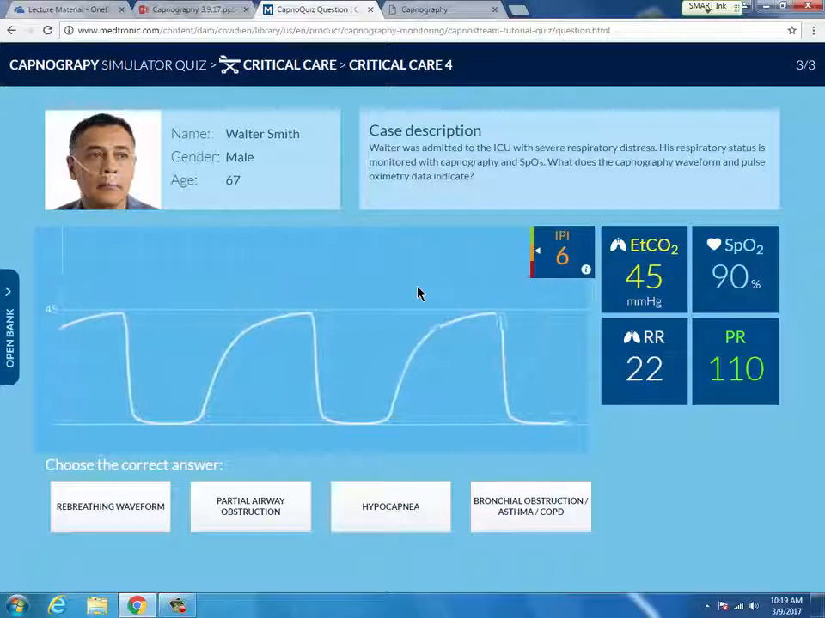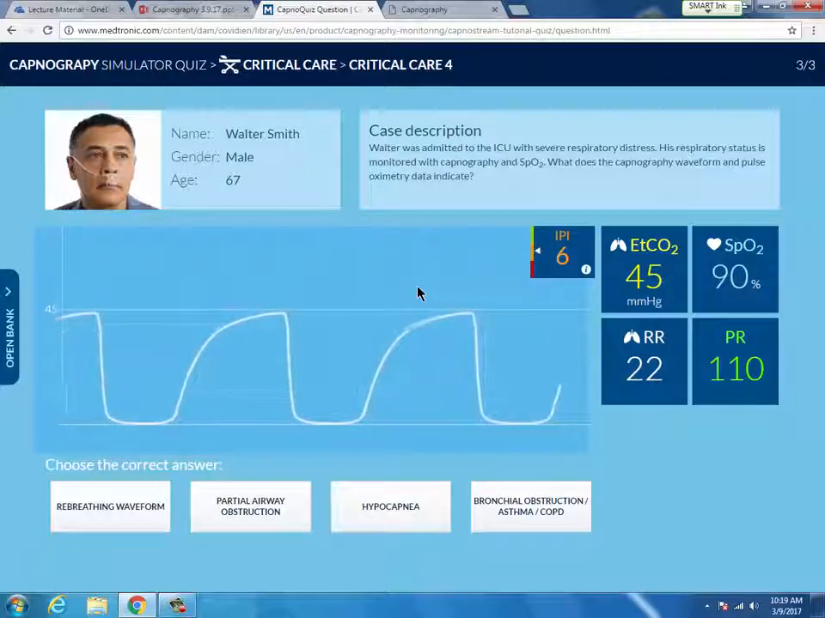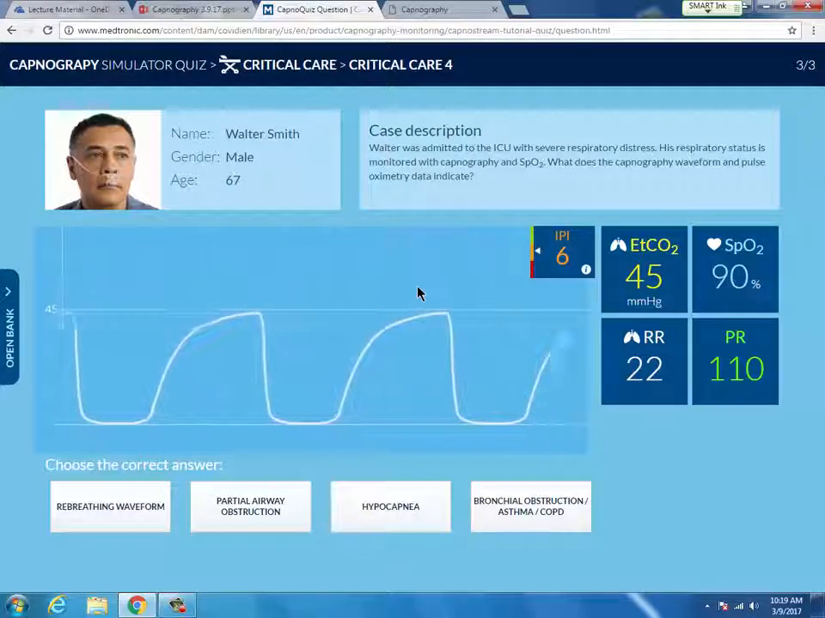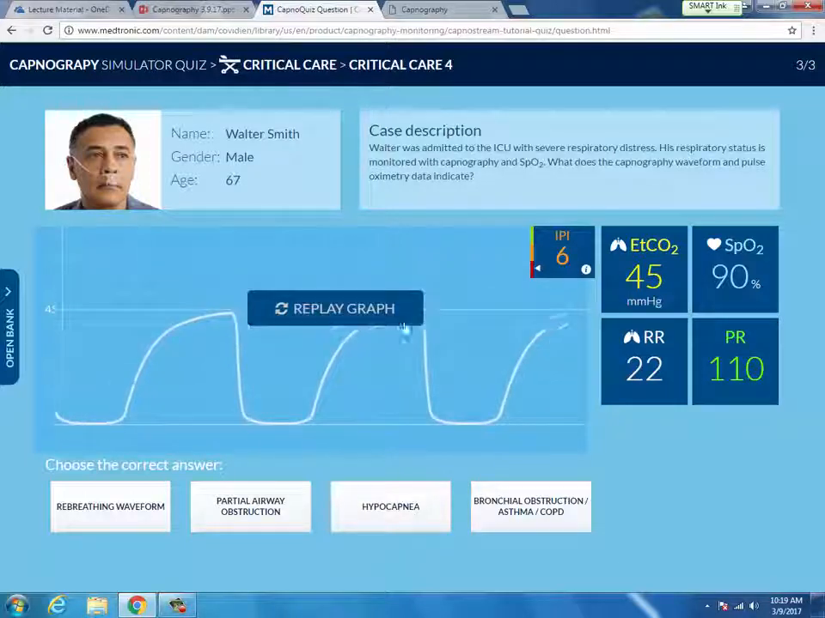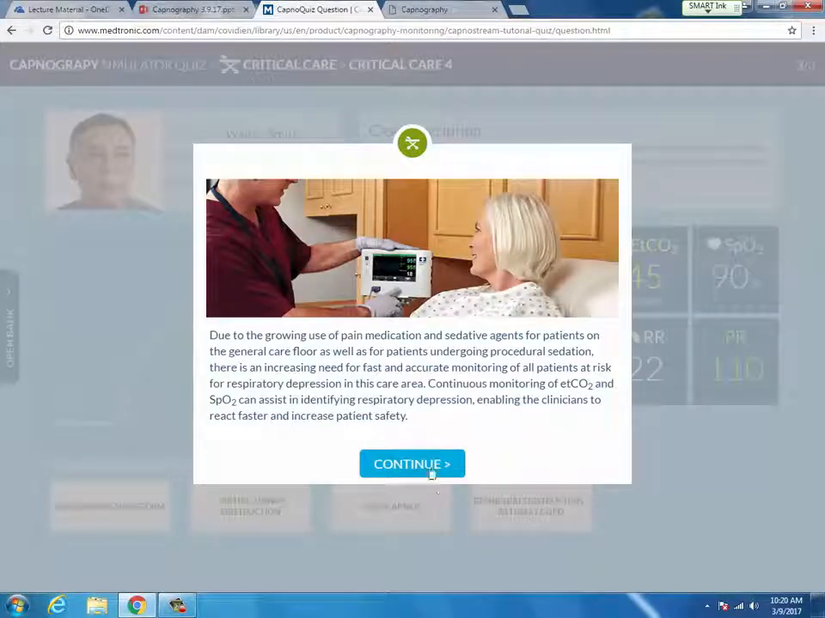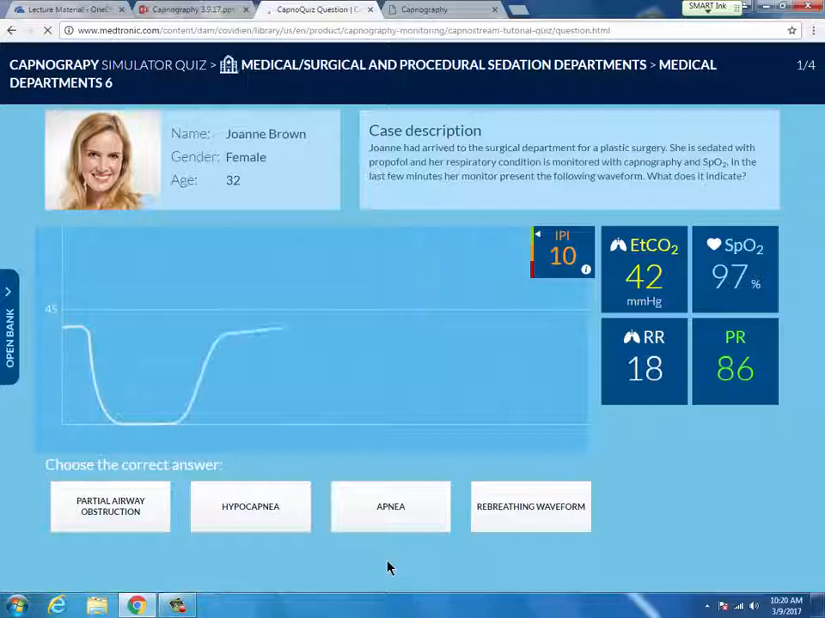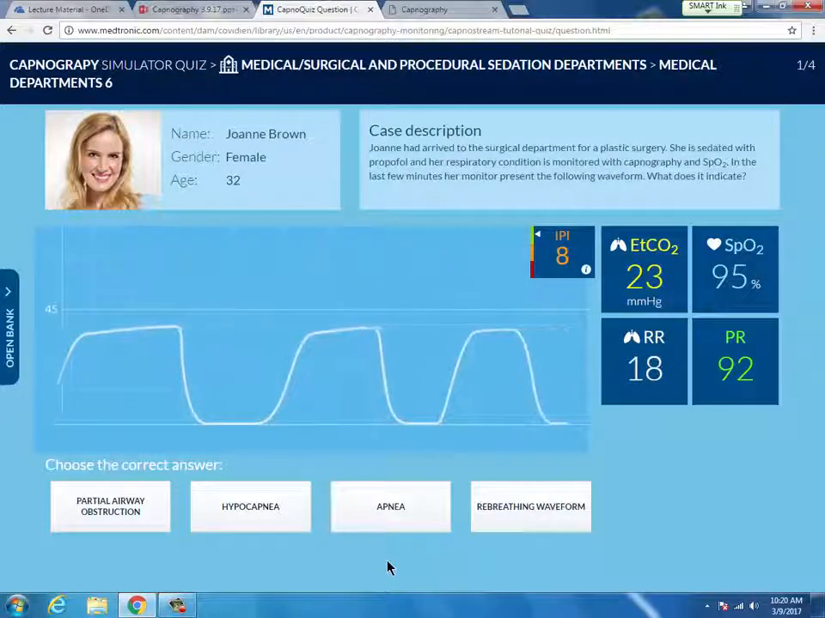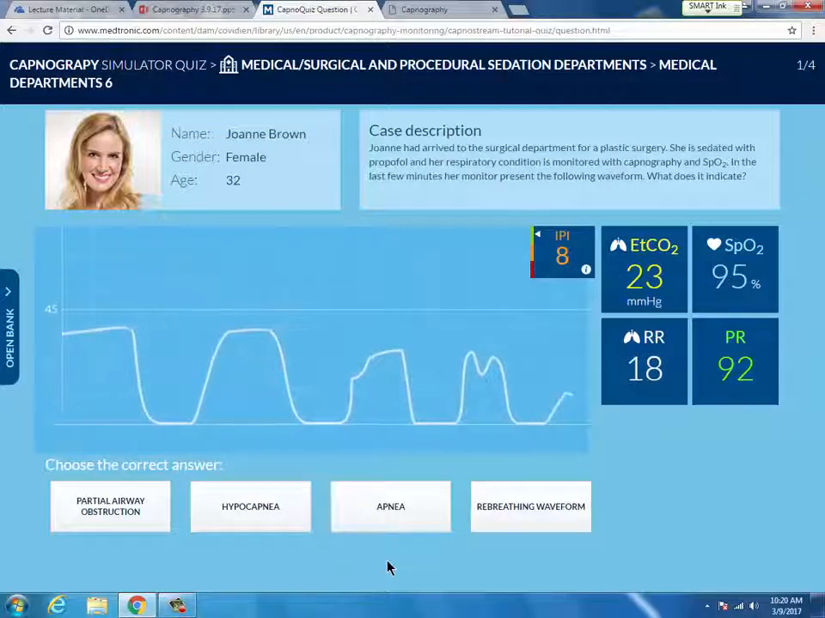Walter was admitted to the ICU, with y'all already looking at that waveform and making your mind up. His respiratory status is monitored with capnography and SpO2. What does the capnography waveform and pulse oximetry data indicate? All right. Let's go to the OR. Oh, Joanne. You superficial lady going for some plastic. No, I'm just kidding. She might have got hit in the face with a stop sign or something.